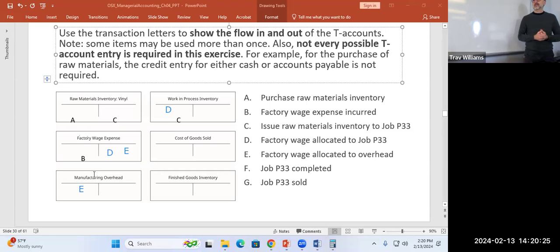So any questions on that? Okay, F, we completed the job. So now what do we do? Yes, it's finished goods. So we are going to take those costs out of work in process inventory from that job, and it's now finished goods. Now the job has been sold. What do we do? We're going to debit cost of goods sold and credit finished goods inventory. All right.